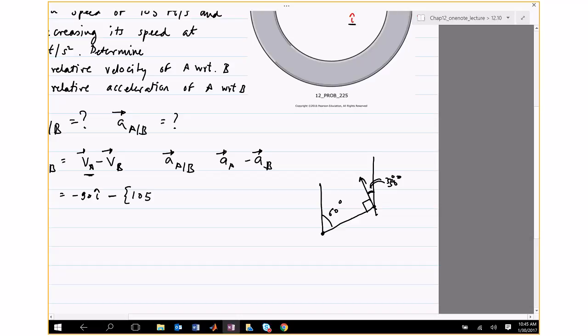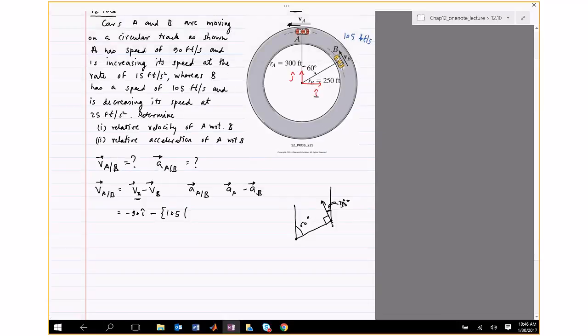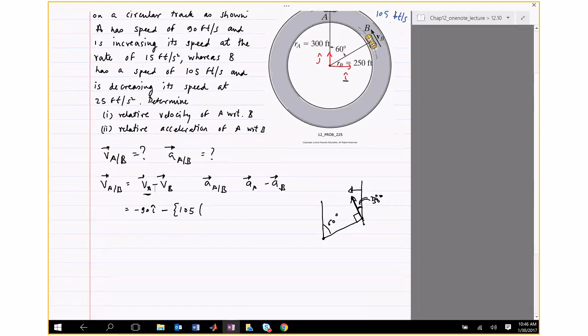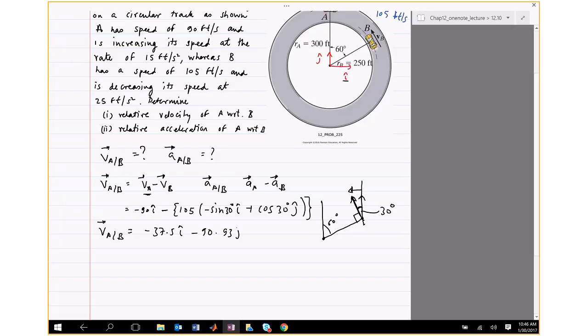So 105 is the absolute value of velocity. The x component is going to be in this direction, right? So it's going to be negative sine 30i. Is that what you got? Yeah, negative sine 30 degrees i. And the y component is going to be pointing upwards, so it's in the positive j direction. This is 30 degrees, so it's positive cosine 30 degrees j. So that's it. VA with respect to B, when you do the math, comes out to be minus 37.5i minus 90.93j, and the units are feet per second.